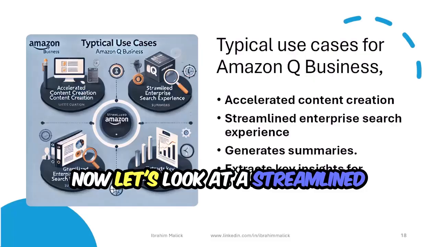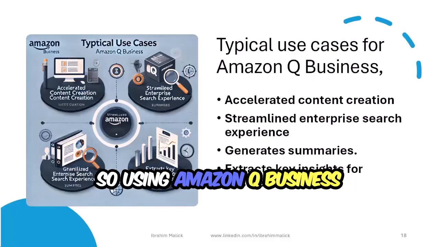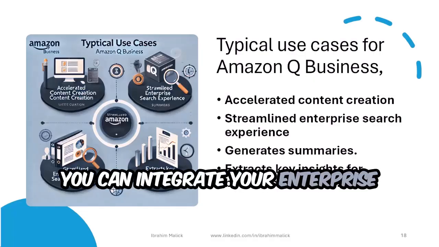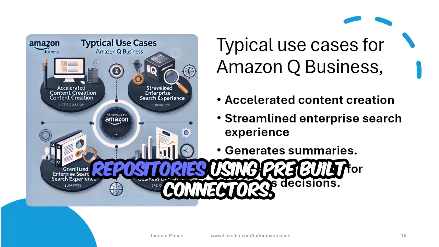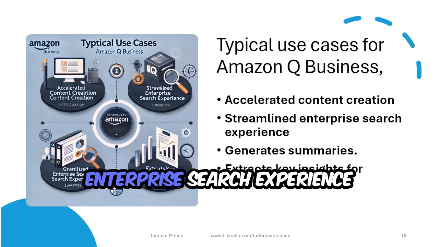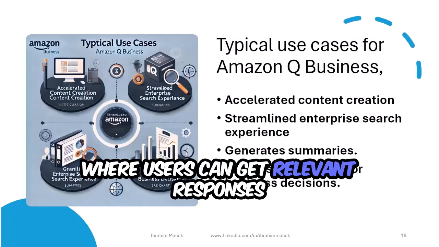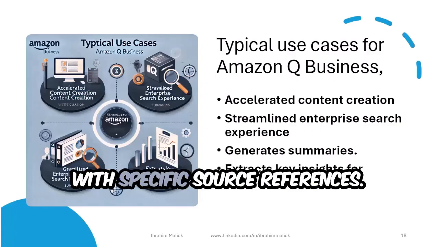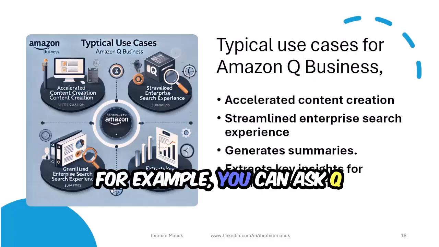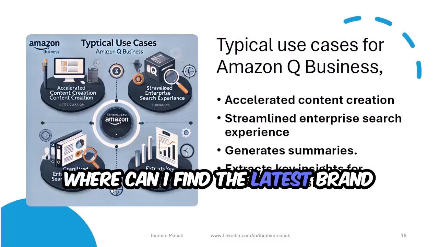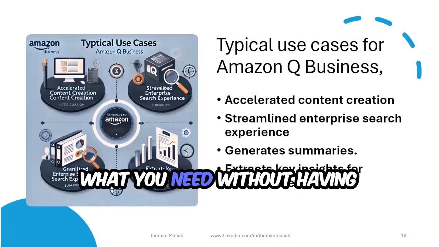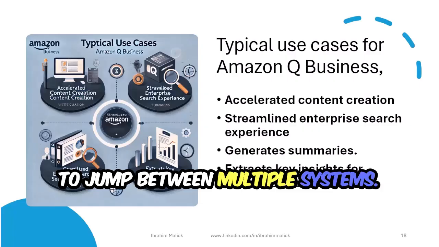Now let's look at a streamlined enterprise search experience. So using Amazon Q Business, you can integrate your enterprise systems and knowledge repositories using pre-built connectors. This provides a streamlined enterprise search experience where users can get relevant responses with the specific source references, saving time spent in manual searches. For example, you can ask Q, where can I find the latest brand guidelines for logo usage, right? And Amazon Q Business will find what you need without having to jump between multiple systems.